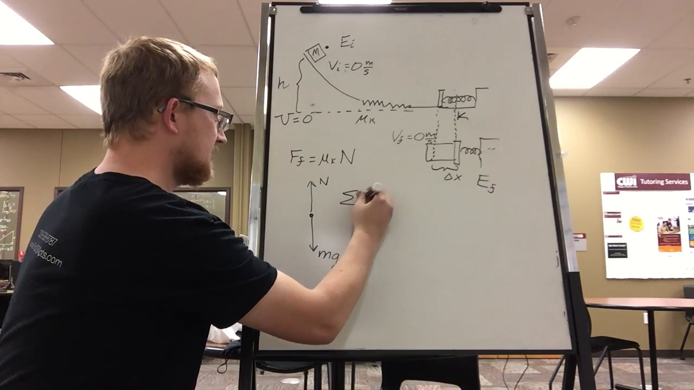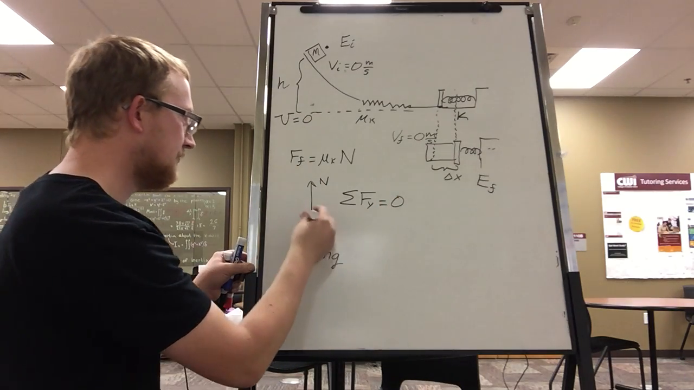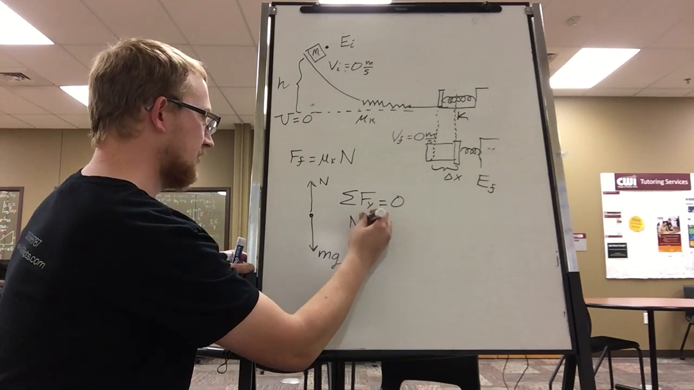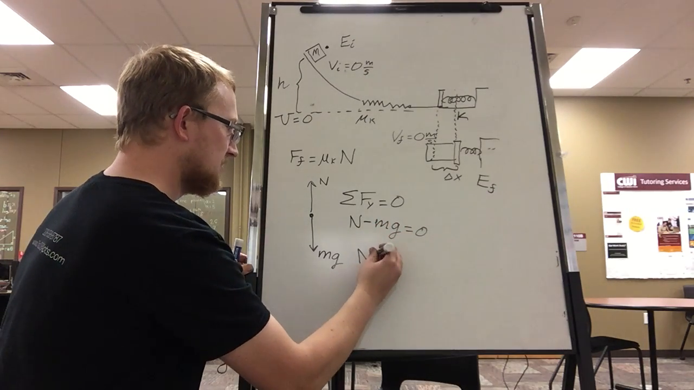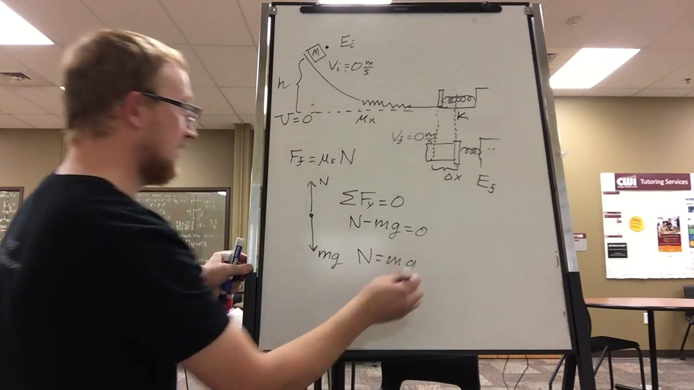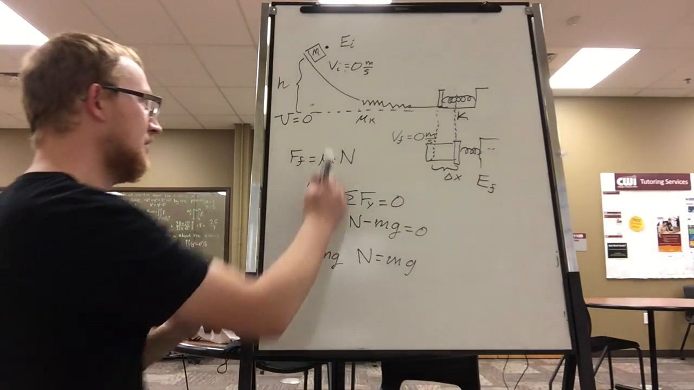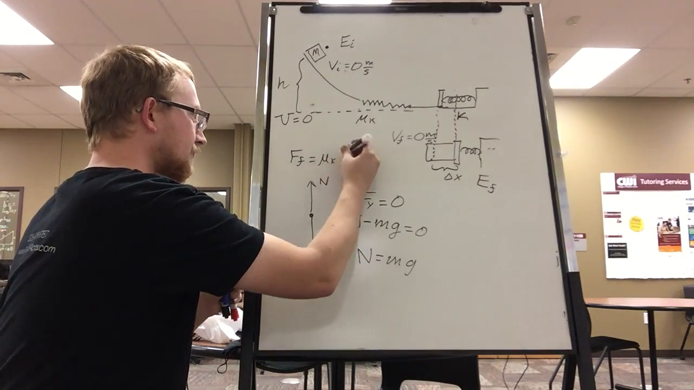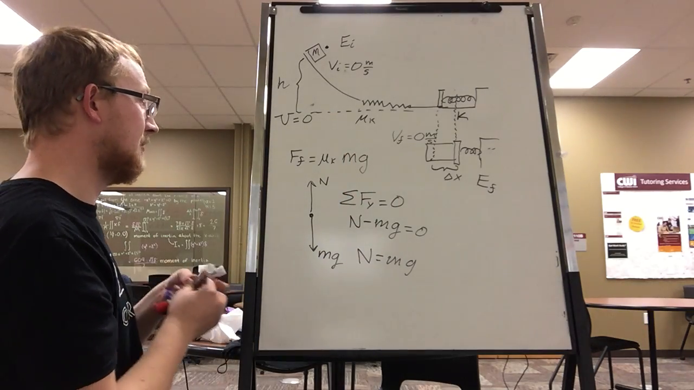So of course the sum of forces in the y direction equals 0, because it's static in that direction. And we end up with the normal force up minus mg down equals 0. Therefore the normal force equals mg. And we can go back up to our force due to friction equals mu sub k times the normal force, which is mg. Alright, so that's the first step.